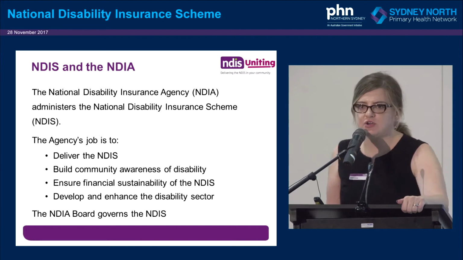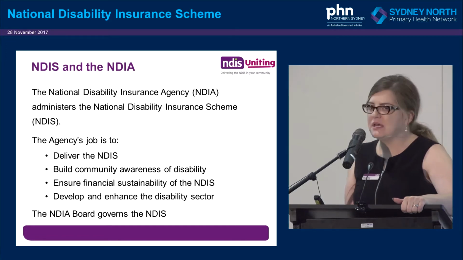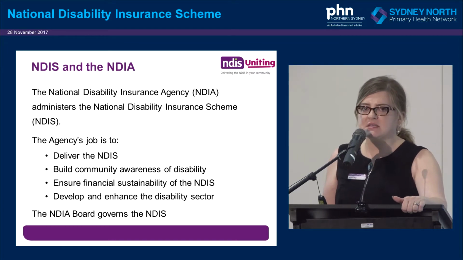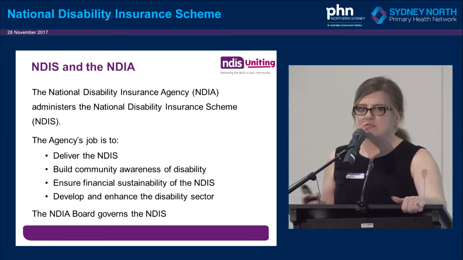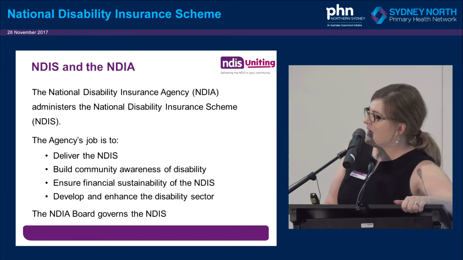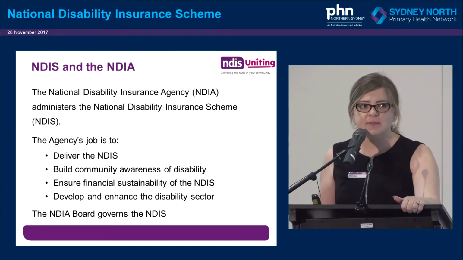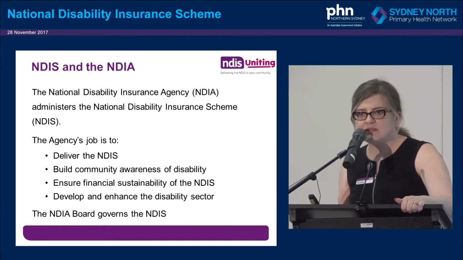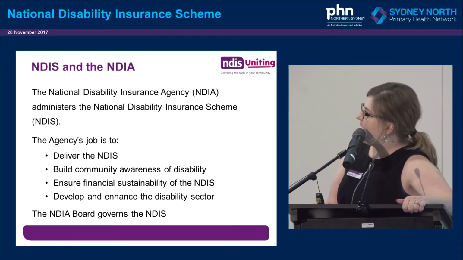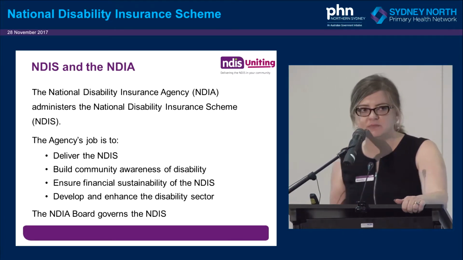And really the agency's job is focused on not just delivering the NDIS, but on building community awareness of disability. And that includes building awareness amongst your networks, but also amongst other networks such as networks for participants, other providers, and our general community. We also are here to ensure that there is a financial sustainability of the scheme. So we talk a lot about the reasonable and necessary criteria, and we'll cover that in the later part of the evening. And we also want to work with the community to develop and enhance the disability sector as a whole.